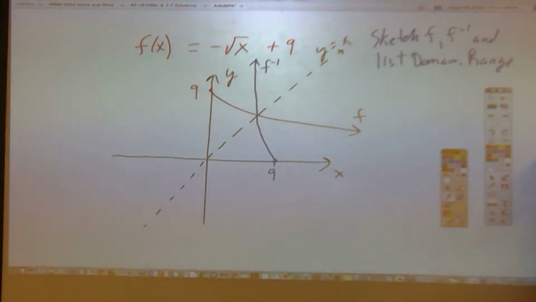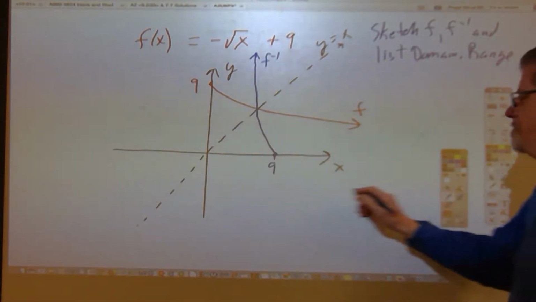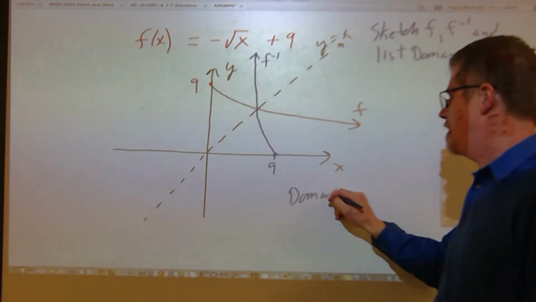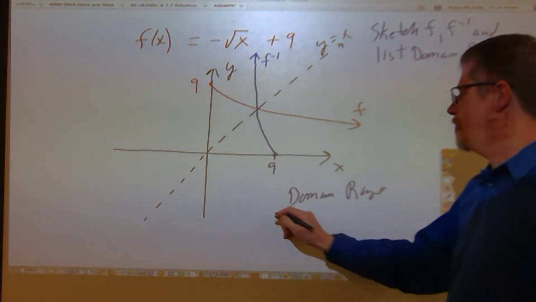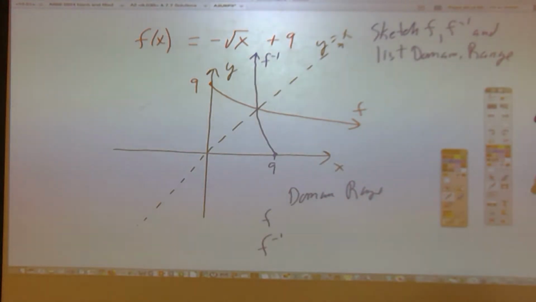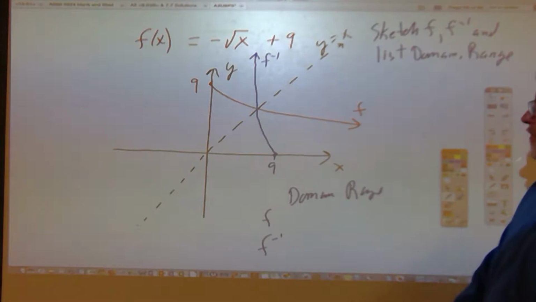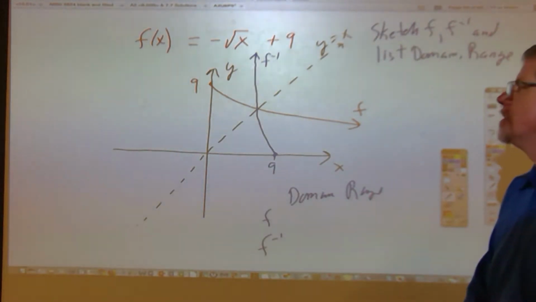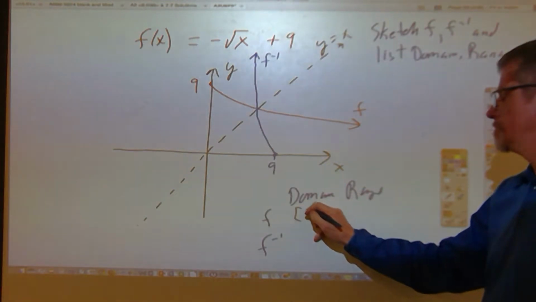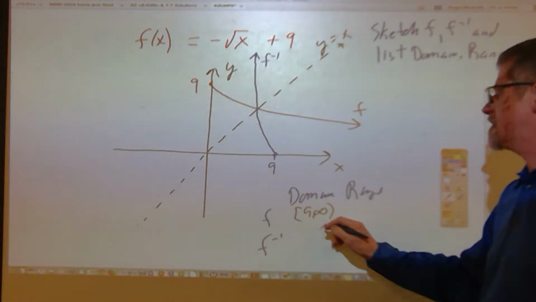So, let's see what you got for domain and range. This is awesome. Got domain, range for both F and F inverse. Here we go. So, write it down. Owen, what'd you get for the domain of F? 9 to infinity is correct. How about the range?